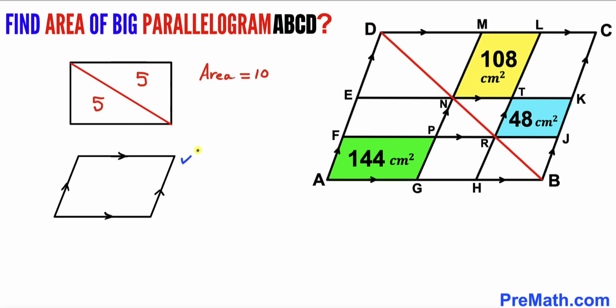Now let's focus on the parallelogram, and let's assume the area of this parallelogram is 10 as well. Then this red diagonal is going to divide this parallelogram into two equal triangles. In other words, the area of this triangle is going to be 5, and this is going to be 5 as well. They are going to be congruent. We are going to apply this concept on these three parallelograms.